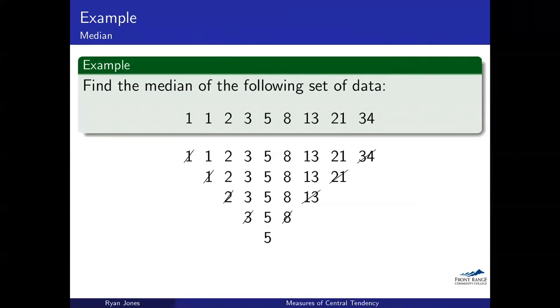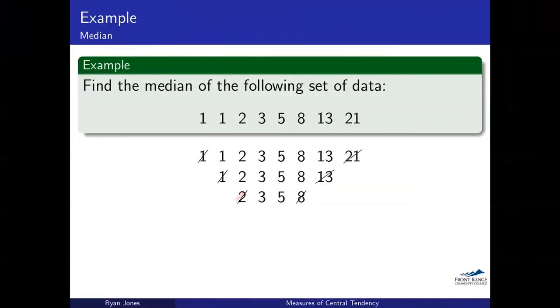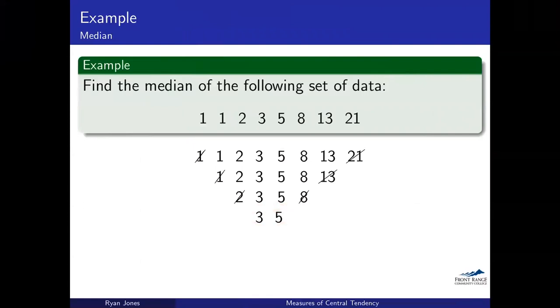So let's go ahead and do one more example. I'm going to slightly edit this, and you'll notice I've removed that 34 data point there. So we're going to write out that data, cross out the ones on the end, and then at that point, we rewrite what we have. We have 2, 3, 5, and 8 after we've crossed out the new endpoints, the 1 and 13. So next I'm going to cross out the 2 and the 8. And now I have 3 and 5. If I cross both of these out, now I don't have any more data points. I've just crossed out all my data points. So the question here is, what the heck do we do?